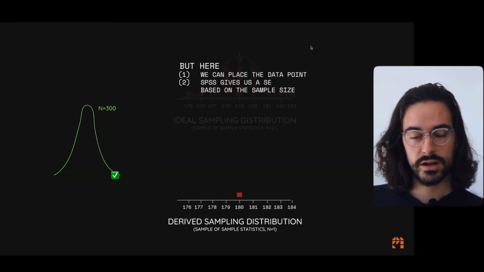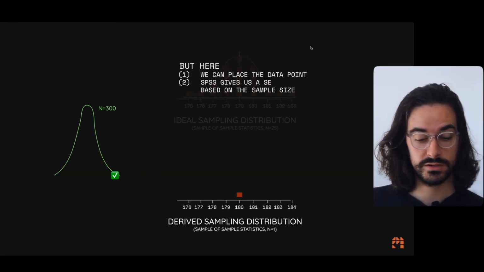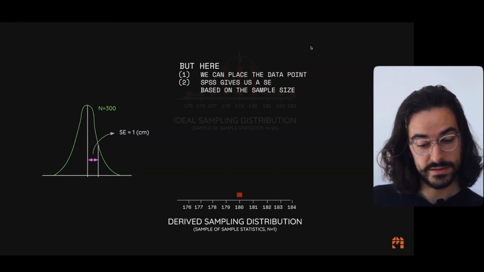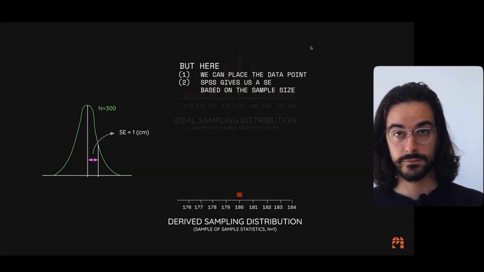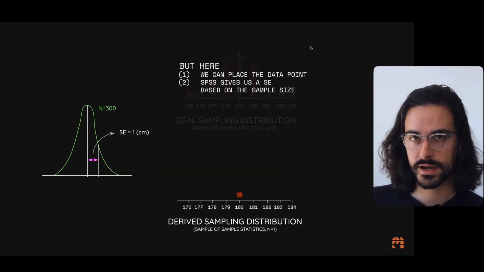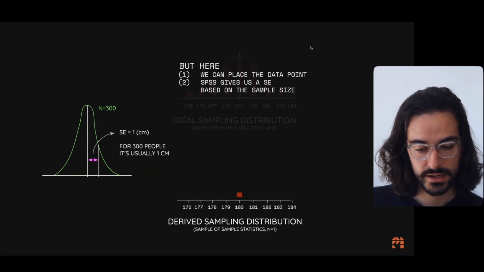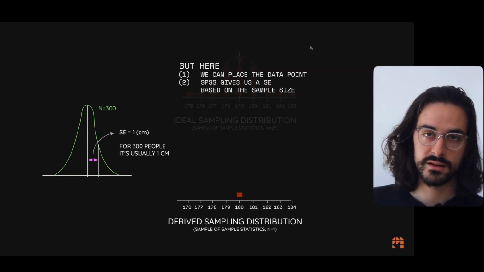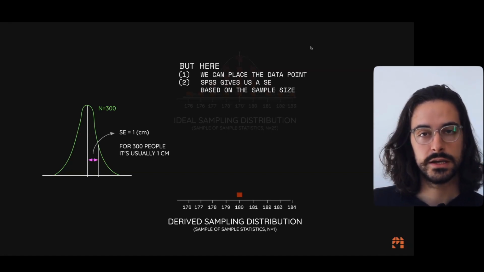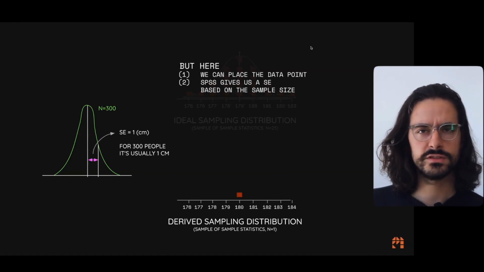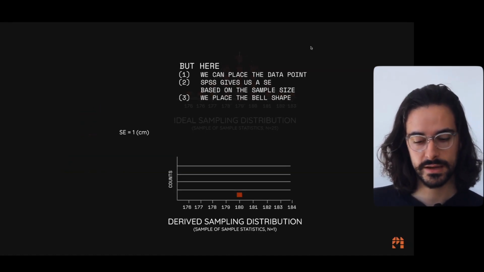But let's say we had 300 people in our sample, so this is the appropriate distribution shape that we can get. And SPSS knows that the standard error for 300 people is going to be 1. Okay? It's doing all the calculations for you, so you don't have to worry about that. So for 300 people, usually it's 1 centimeter, right? If we're talking about height. So SPSS is going to know that. It's going to make that inference using some formula based on the sample size, okay?